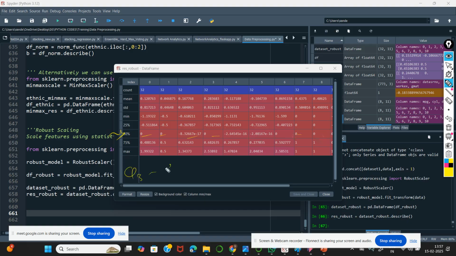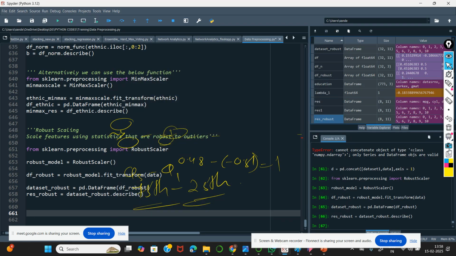Q3 minus Q1, meaning the 75th percentile minus the 25th percentile. You can have a look at the 75th percentile and the 25th percentile and subtract them. 0.48 minus minus 0.51, if you simply do it you would be getting 1. 0.5 minus minus 0.5 is 0.5 plus 0.5, it is 1. So every time you are going to get 1. So this is robust scaling.